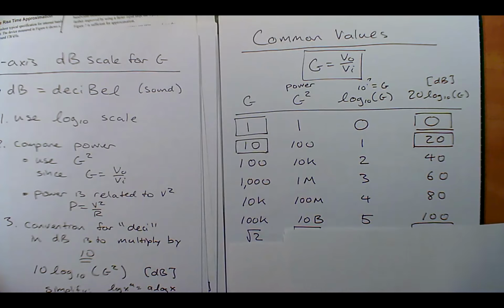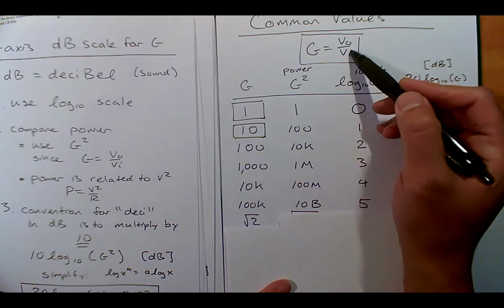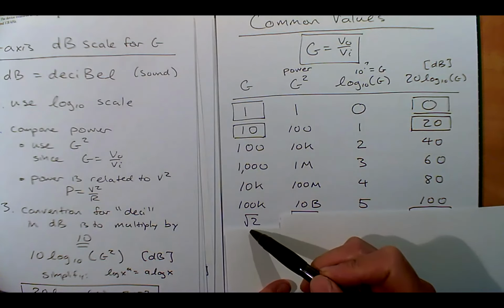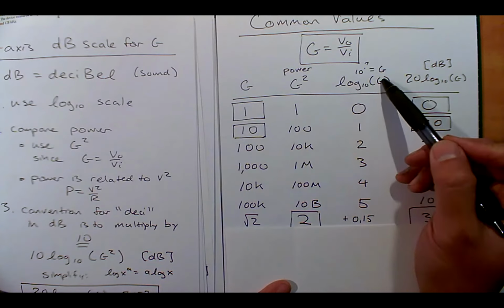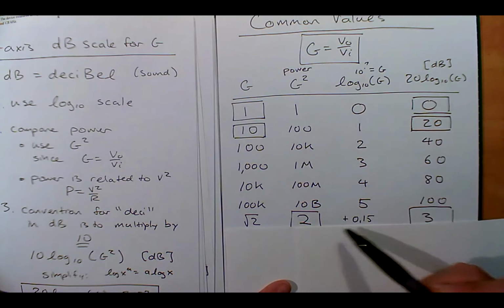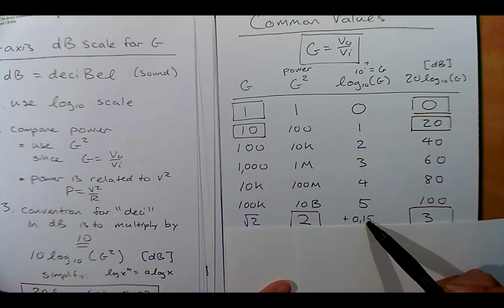Okay, here's an interesting thing. What if your gain was root 2? So the output over the input was root 2, which is like 1.4. G squared, that's 2, no problem. And if I do log base 10, so 10 to the what number equals 2? Well, it's 0.15. So 10 to the 0.15 equals 2. And then if I take 20 times that, it's 3.